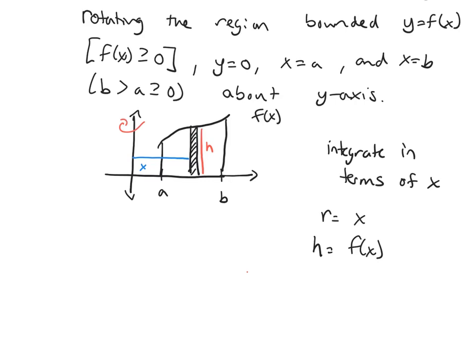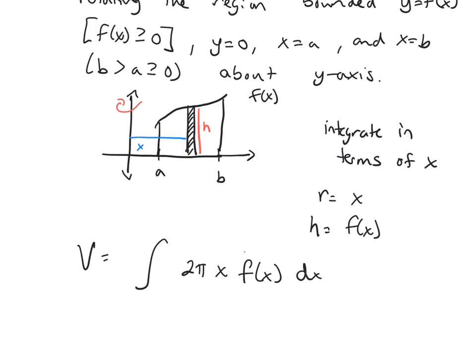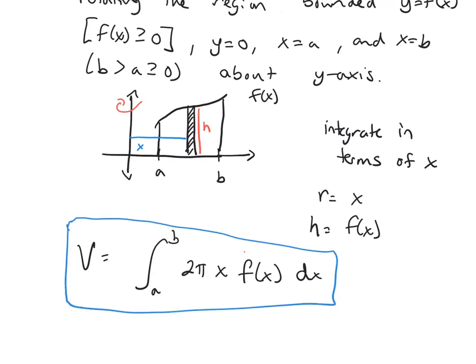Once you know the radius and the height, we just need to use our formula. So the volume, we said 2 pi r, which is now x, times my height, f of x, times my thickness, which is dx. It's very thin. And my bounds are going to be from a to b. So this is your formula for finding the volume if you're rotating about the y-axis.